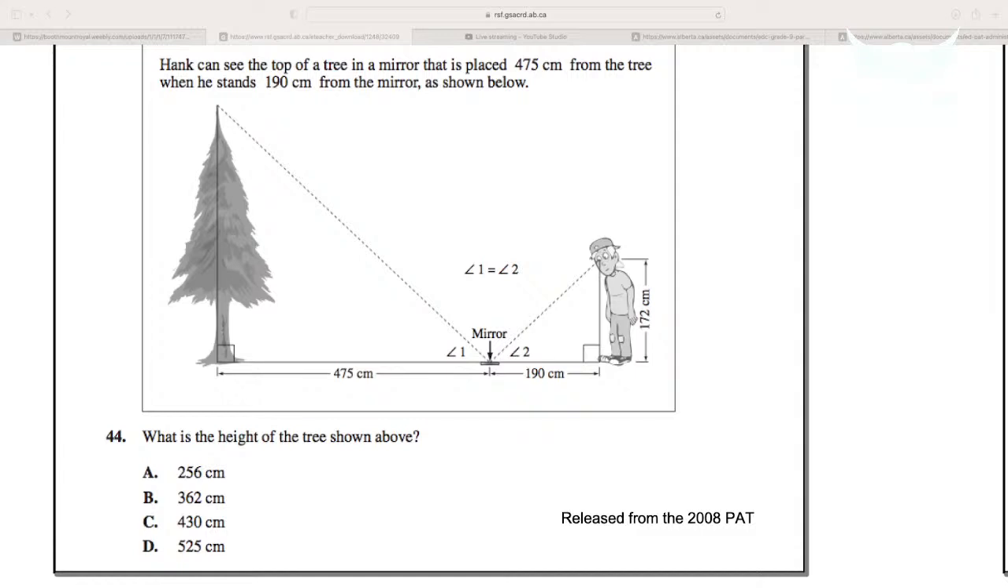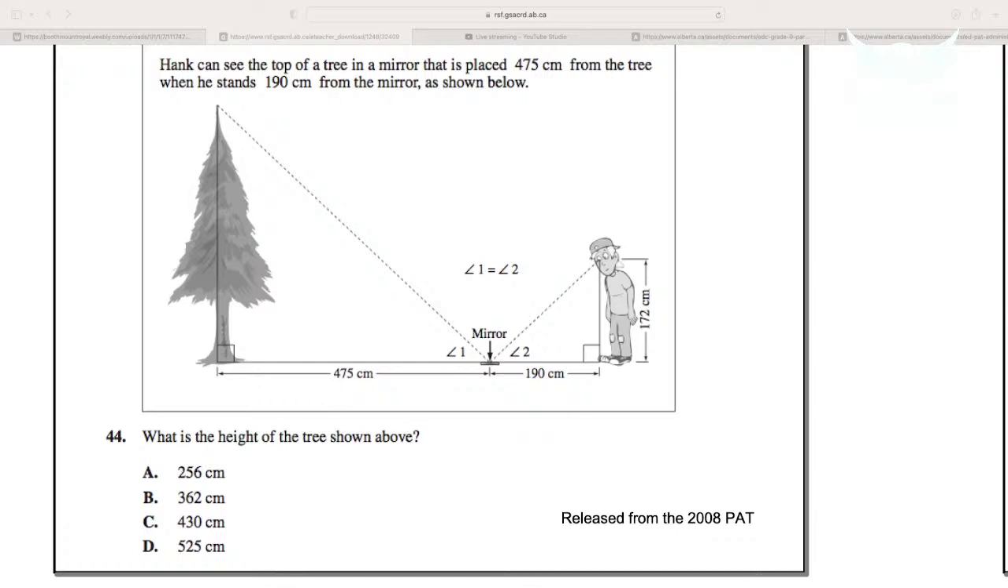Okay, Han can see the top of the tree in a mirror that is placed 470 centimeters from the tree when he stands 190 centimeters from the mirror. As shown, what is the height of the tree shown above? Okay, so what do we see here? Angle 1 and 2 are equal. Both these triangles, on the left of the mirror and right of the mirror, are right triangles. So they both have 90 degrees.